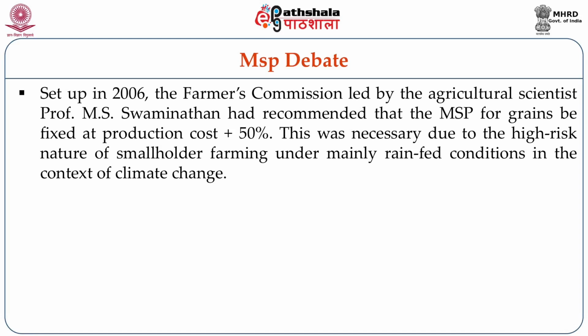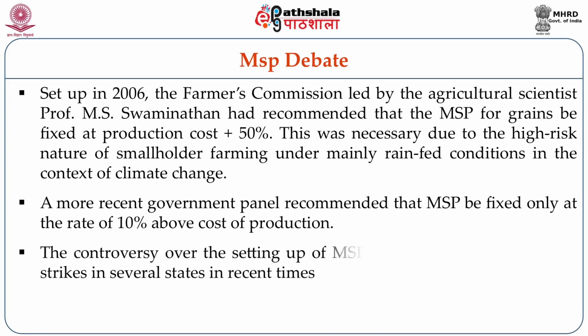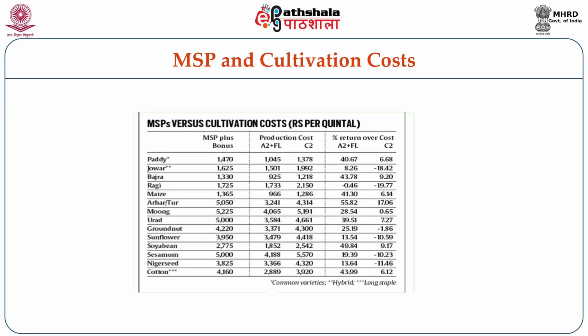This was necessarily due to the high-risk nature of smallholder farming under rain-fed conditions and in the context of climate change. A more recent government panel has recommended that MSP be fixed only at the rate of 10%. The controversy over the setting up of MSP has led to indebted farmers' strike in several states all over the country in recent times.